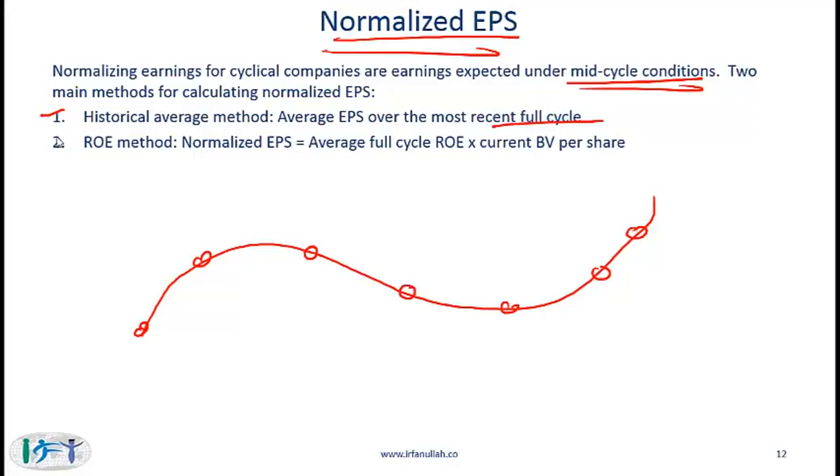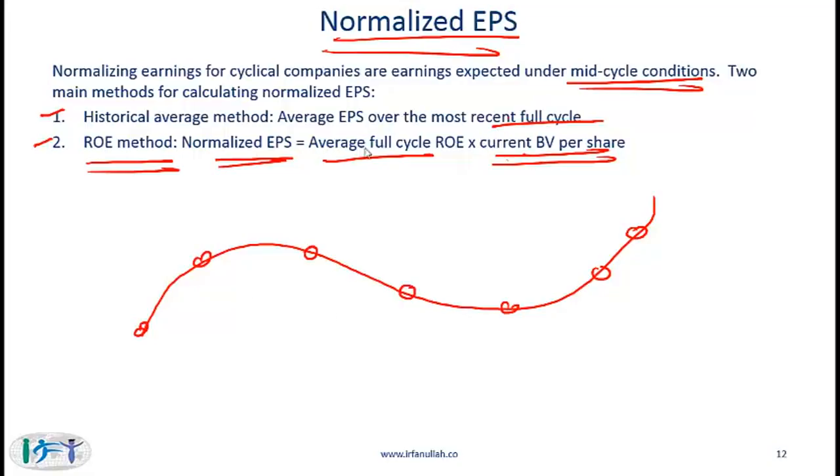The other method, which actually is theoretically more appropriate, is to use the ROE method. Here, normalized EPS is equal to the average full cycle ROE multiplied by the current book value per share. What is the book value per share? It is simply the equity of the company. Okay, so as you'll see in the example which is coming up, this method better deals with the situation where a company is growing during this cycle.